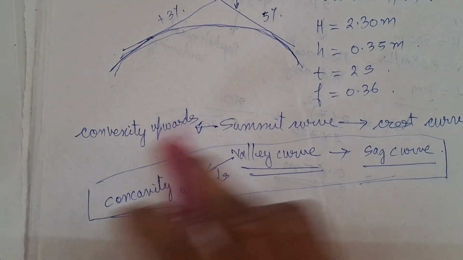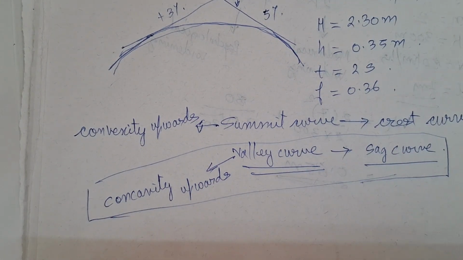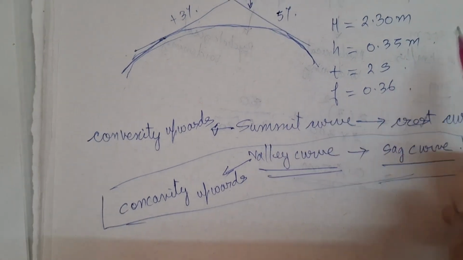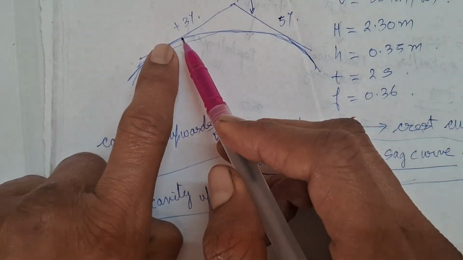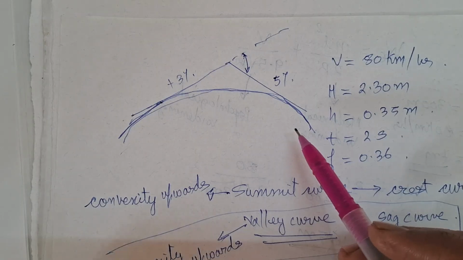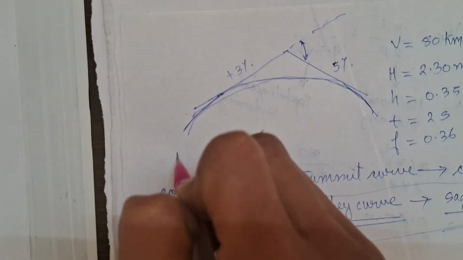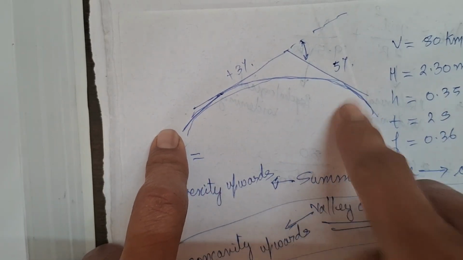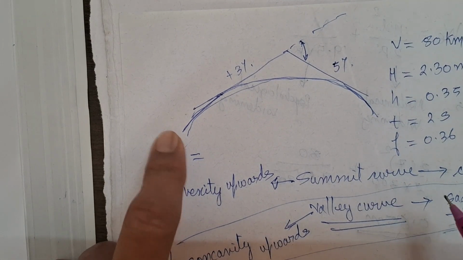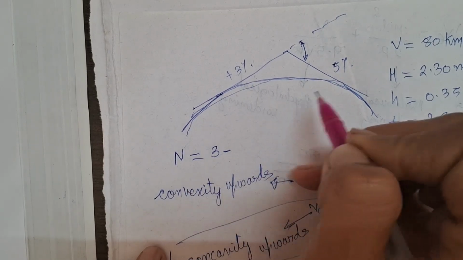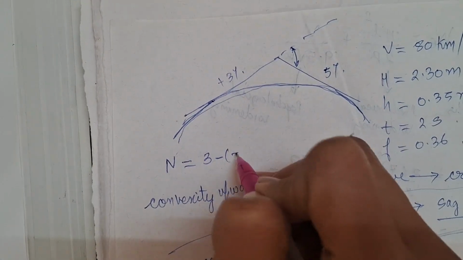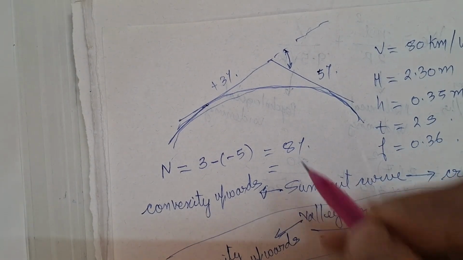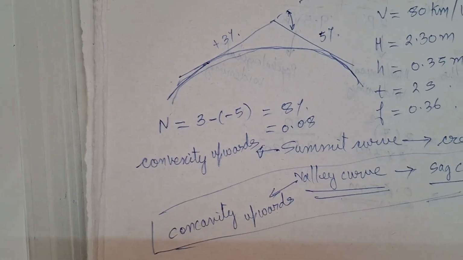So now in this question we are discussing a summit curve, which is also known as a crest curve, so convexity is upwards. They have given two gradients, one rising and another falling. To calculate capital N, the deviation angle, we take the algebraic difference. So plus 3 minus of minus 5, it will be 8%, which we can write as 0.08.